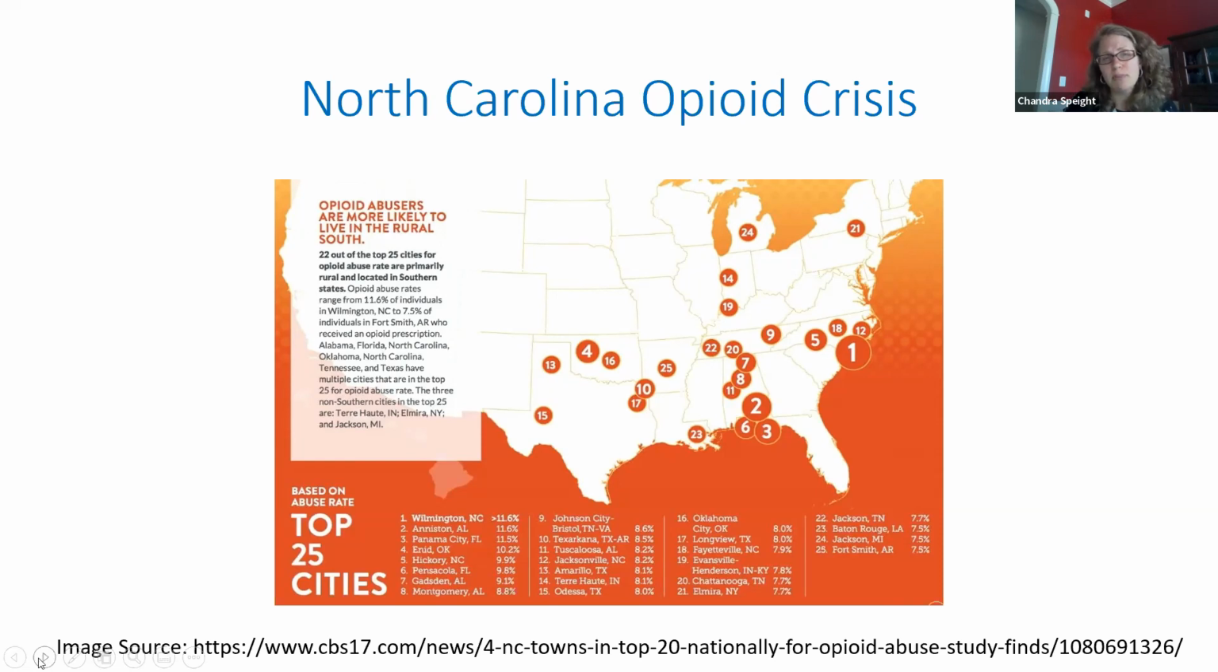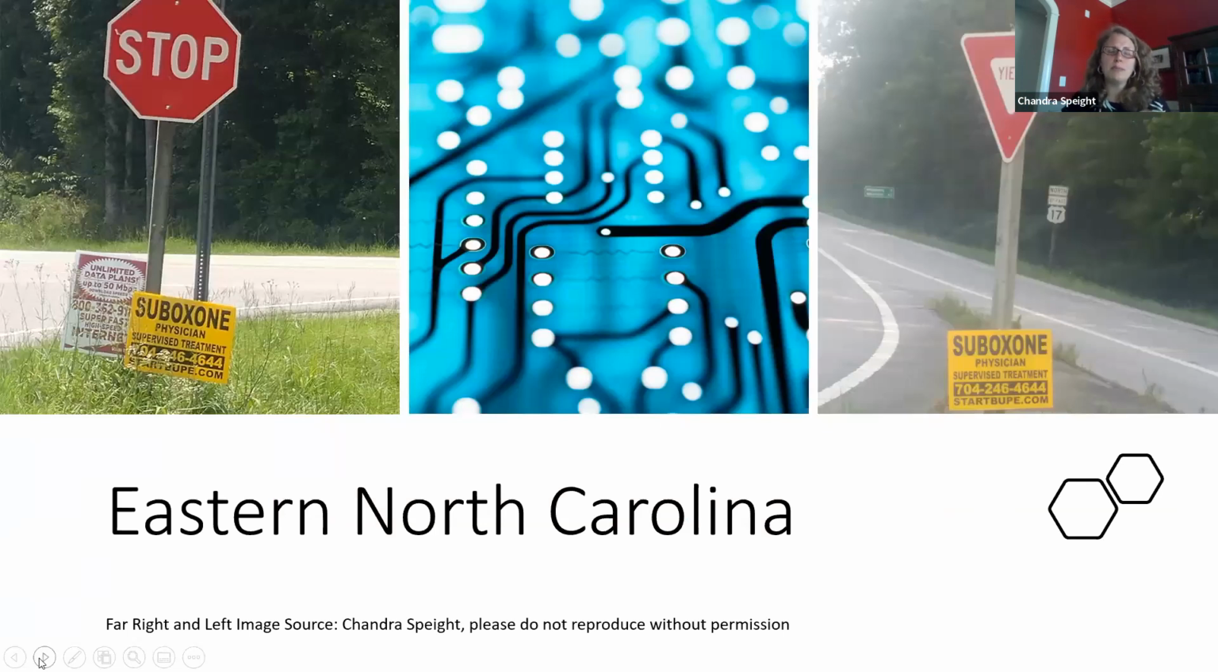And about 50% of the children who are in foster care in North Carolina have a parent with opioid use disorder. So you're wondering, why is she here? Her state's doing so poorly. We're not doing really well in Eastern North Carolina. And this brings me back to those pictures that I showed you.